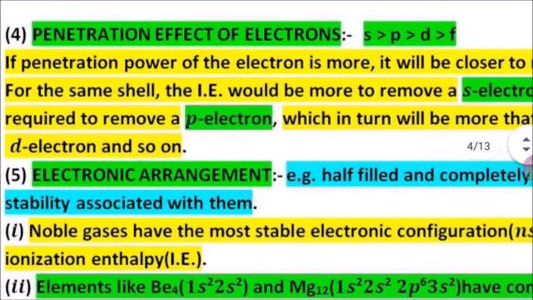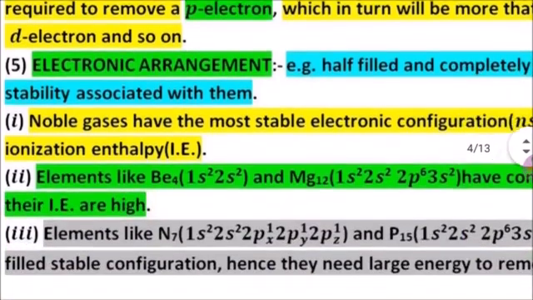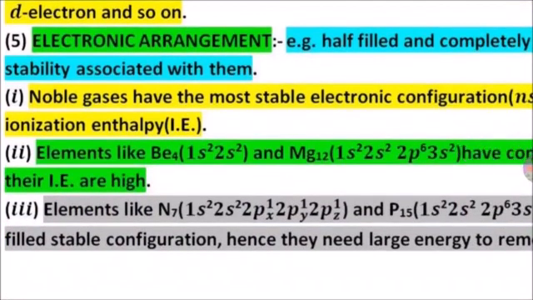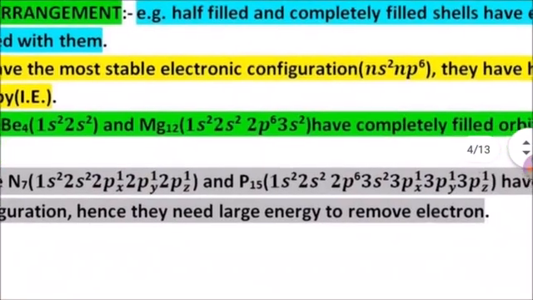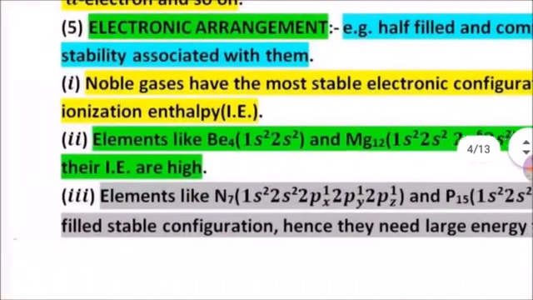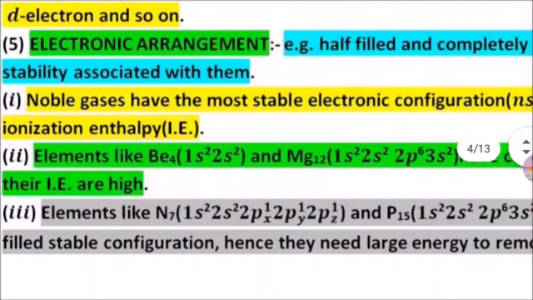So ionization enthalpy also decreases when the electron is in an f orbital, but ionization enthalpy is greater if the electron is found in an s orbital. This is known as the penetration effect of electrons. The fifth one is known as electronic arrangement. Half-filled and completely filled shells have extra stability associated with them.